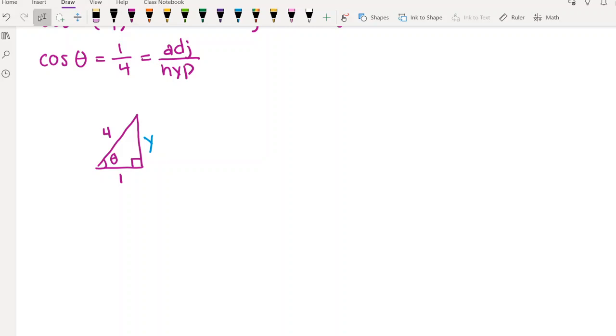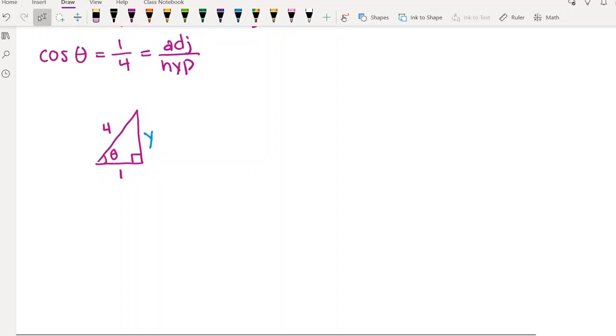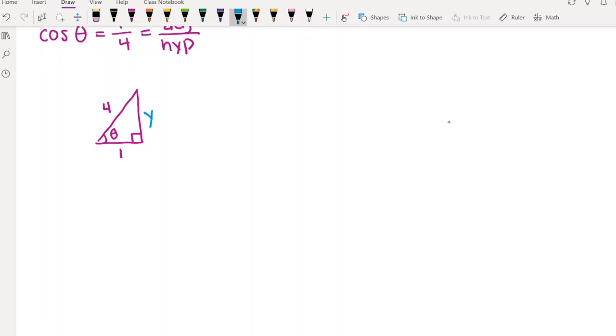We can use the Pythagorean theorem. So kind of like in the other example, the one we did at the beginning, where we used the unit circle equation to find the missing information, this time we're using the Pythagorean theorem. But the unit circle equation and the Pythagorean theorem are actually very closely related. So we're basically doing the same thing, just with a different viewpoint.